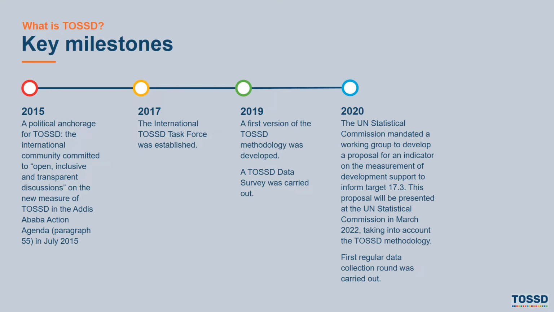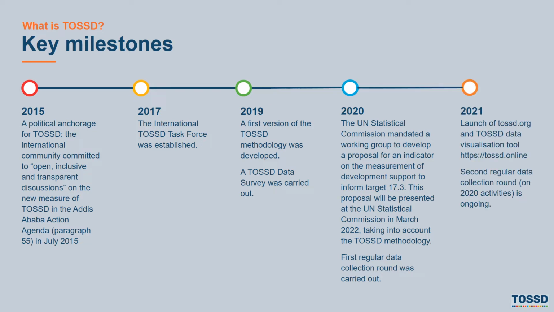In 2020, the UN Statistical Commission mandated a working group to develop a proposal for an indicator on the measurement of development support to inform Target 17.3 of the Global SDG Indicator Framework. This proposal will be presented at the UN Statistical Commission in March 2022, taking into account the TOSSD methodology. Moreover, the first regular data collection round was carried out. In 2021, the TOSSD.org website was launched together with the TOSSD data visualization tool called TOSSD Online. The second regular data collection round on 2020 activities is also ongoing.